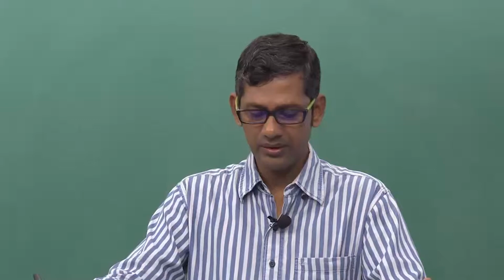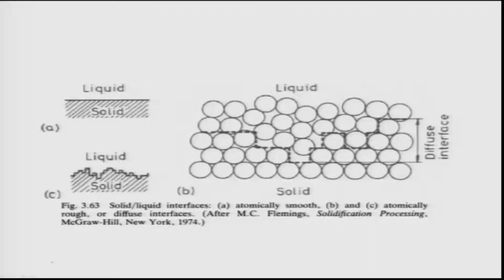We have been discussing the different types of growth modes during solid to liquid transformations. Just a recap of the discussion from the last class: the solid-liquid interface can be of two different types, one which can be atomically smooth, the other which can be atomically rough. Depending on the type of interface, the growth modes will change.